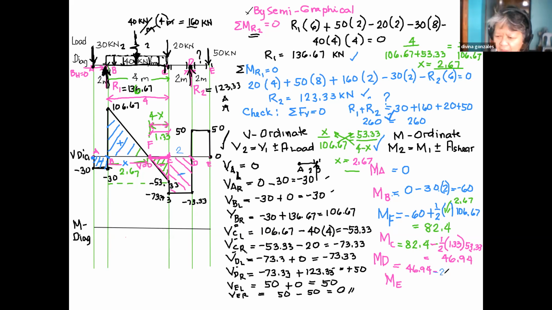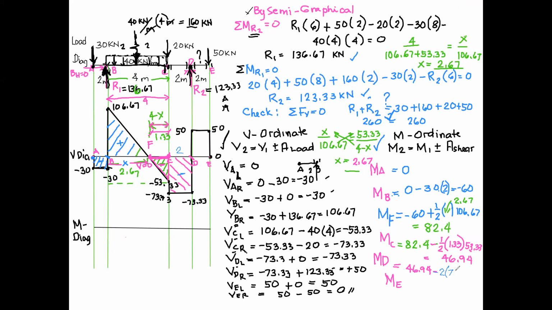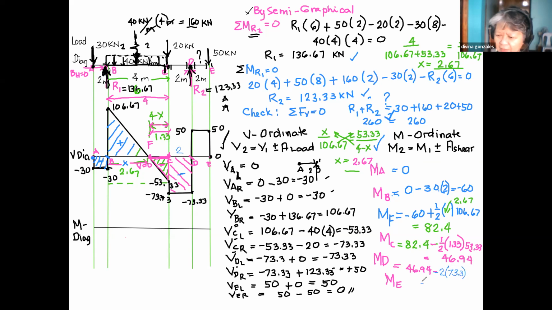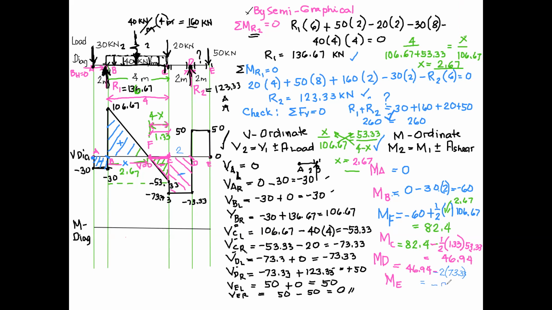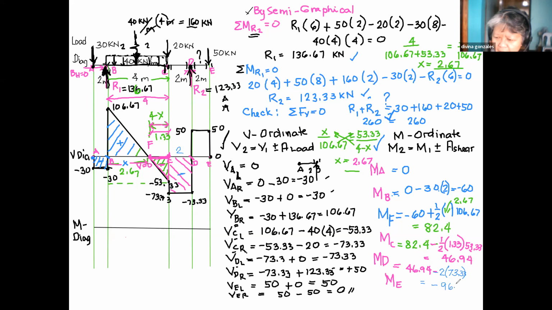Okay, but don't use the negative anymore because I already have a minus. Just the magnitude, 73.33. So what is the answer here, please? What is 46.94 minus 2 times 73.33? Negative 96.72. Okay, lastly, the moment at E.